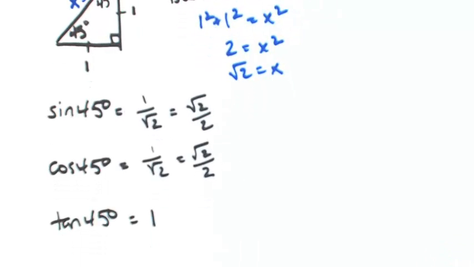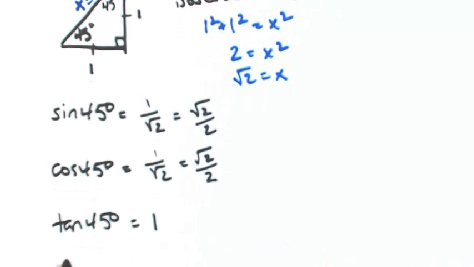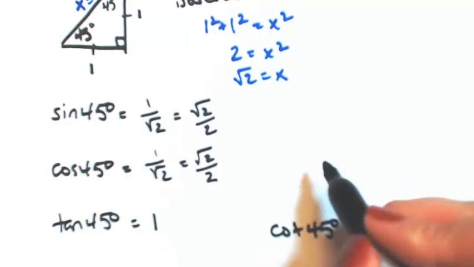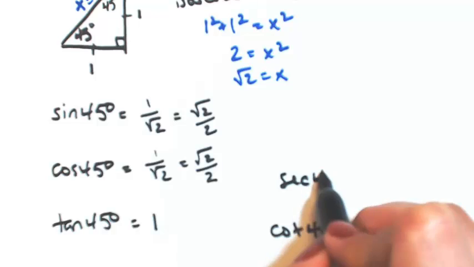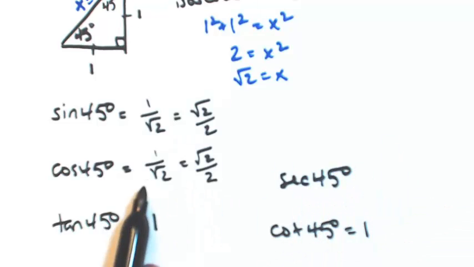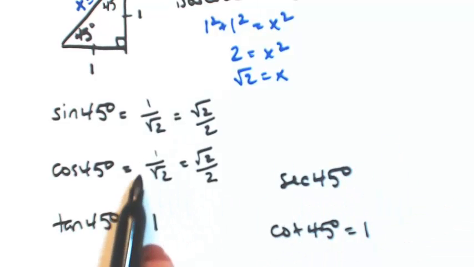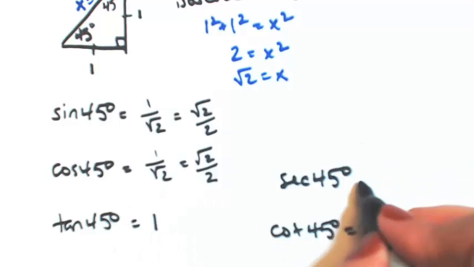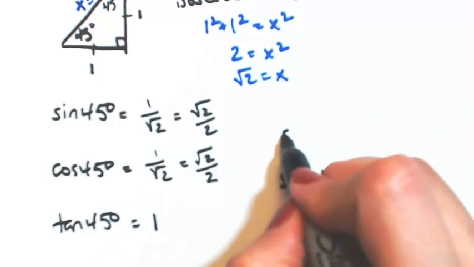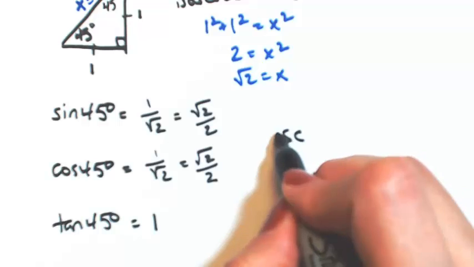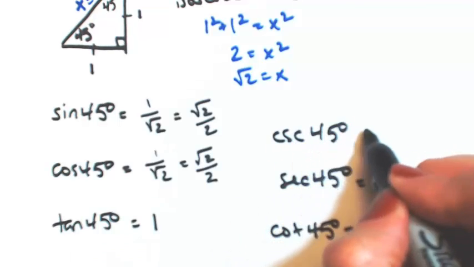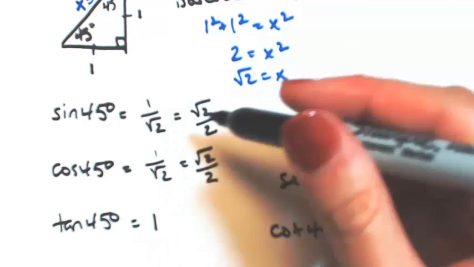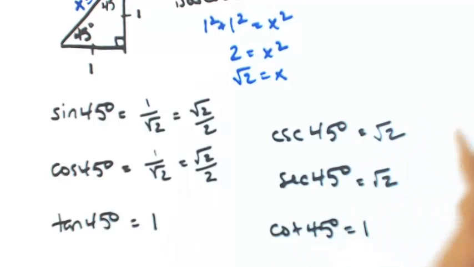Now that we have those three, we can just take their reciprocals to find the others. So cotangent of 45 degrees is also 1. The secant of 45 degrees is the reciprocal of cosine before I rationalized it, so that's just square root of 2. And then cosecant of 45 degrees will be the same as secant, because again, opposite and adjacent are the same.